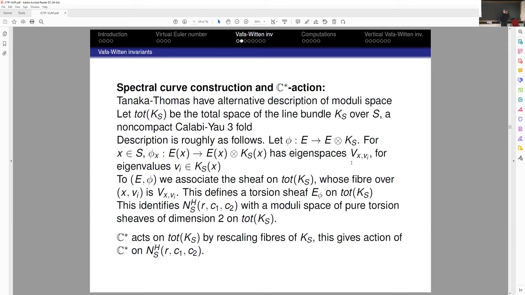So you can see that there is a C star action on this moduli space, if I look at it in this way. Namely, C star acts on the total space of K_S by just rescaling the fibers of K_S, the vectors in the fiber of K_S. If I take t in C star, it just means I multiply by t. And then this action lifts to an action on this moduli space by just, say, pulling back the sheaves via the action. And so we get an action of C star on the moduli space.